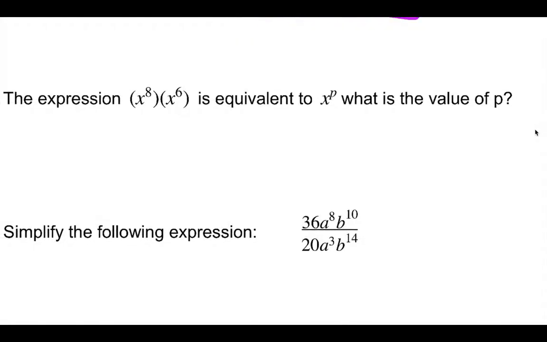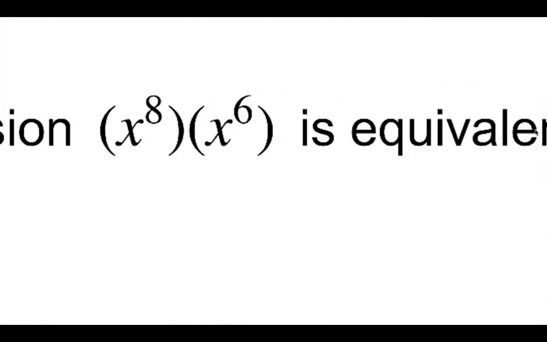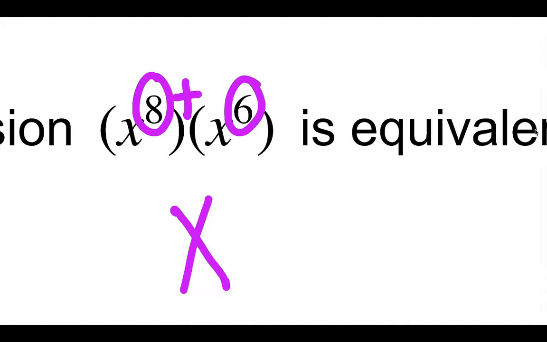We had this one on a bell ringer, and on some of your homeworks it looked like this. The expression x to the 8th times x to the 6th is equivalent to x to the p. What is the value of p? So really it's just looking for this exponent up here. Again, this is a multiplication problem, so I'm multiplying the coefficients, which I don't have any coefficients. The coefficients are 1, and 1 times 1 is just 1. So all I'm going to do is keep the base of x and add 8 plus 6 to give me 14.